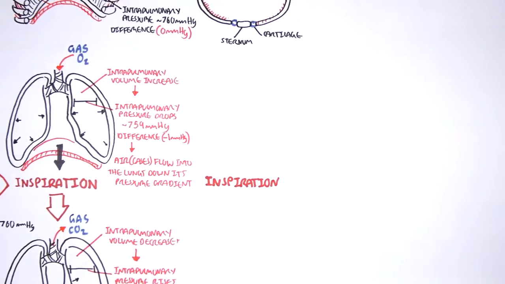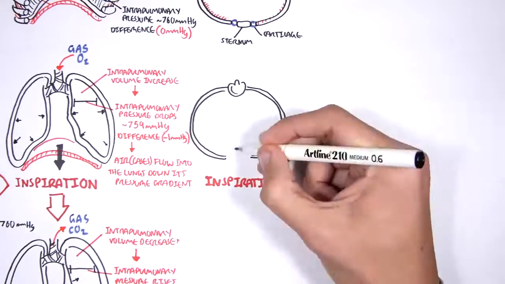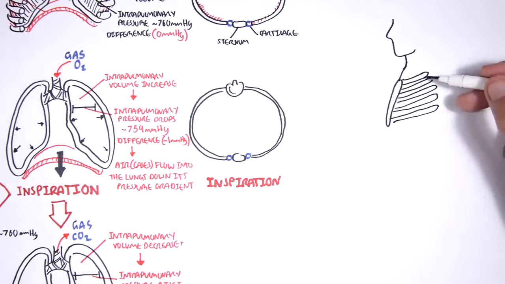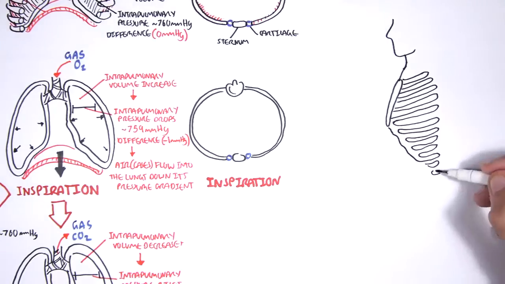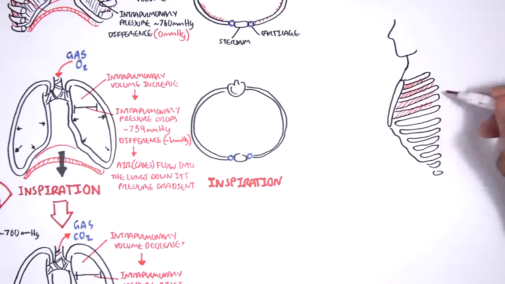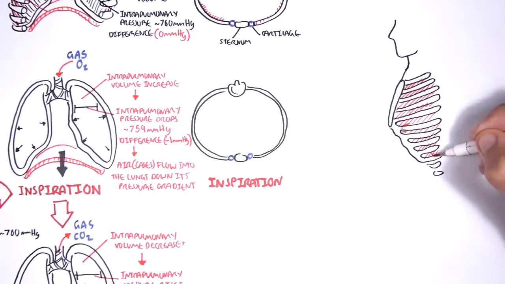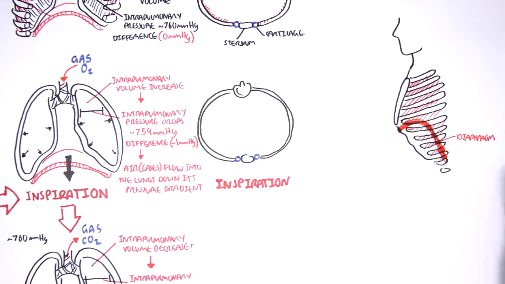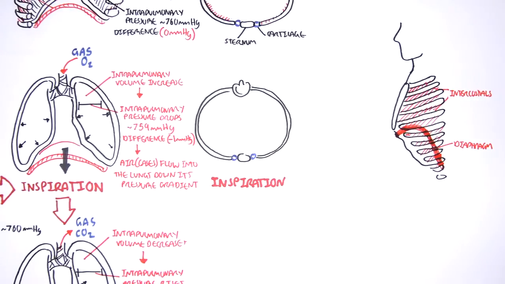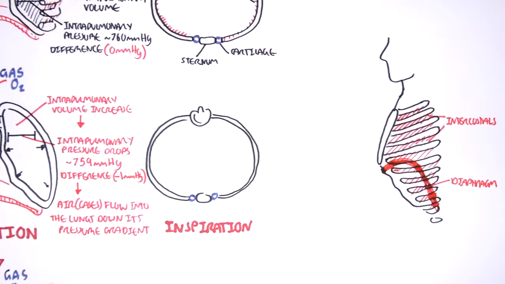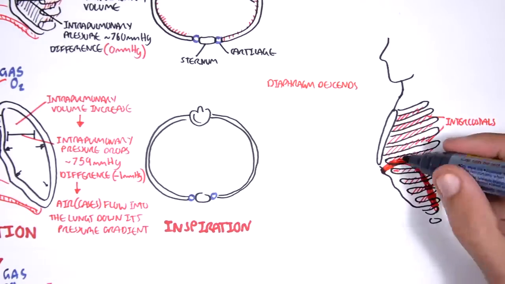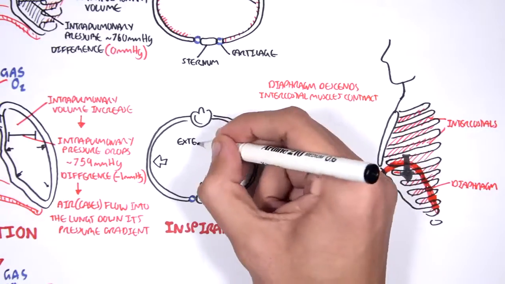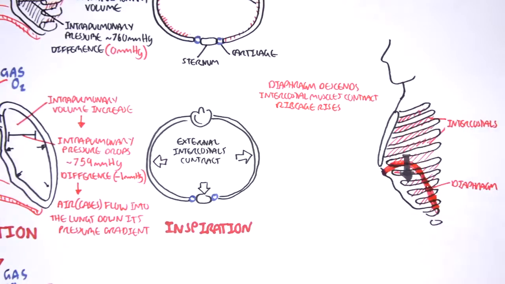So here I'm drawing the superior view of the ribs, and we're looking at what happens to the rib cage essentially. And here I'm drawing the side view of a person with his ribs and lungs. Here we have the diaphragm, which I'm drawing in dark red, and here we have the intercostal muscles in between the ribs. So in inspiration, the diaphragm will descend and the intercostal muscles will contract like so. And this will essentially expand the rib cage, and the rib cage will rise.